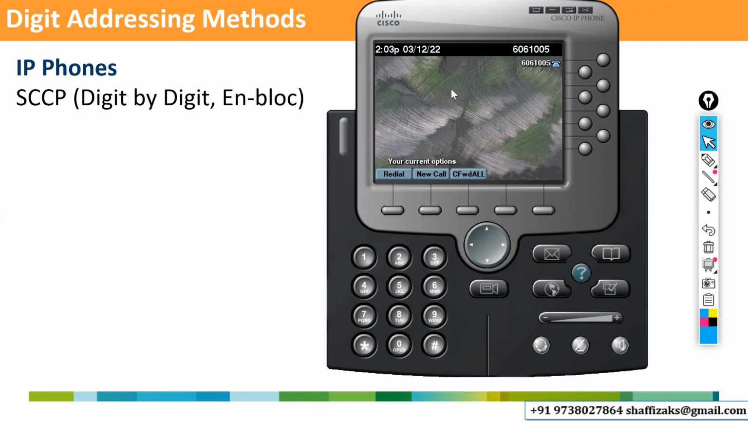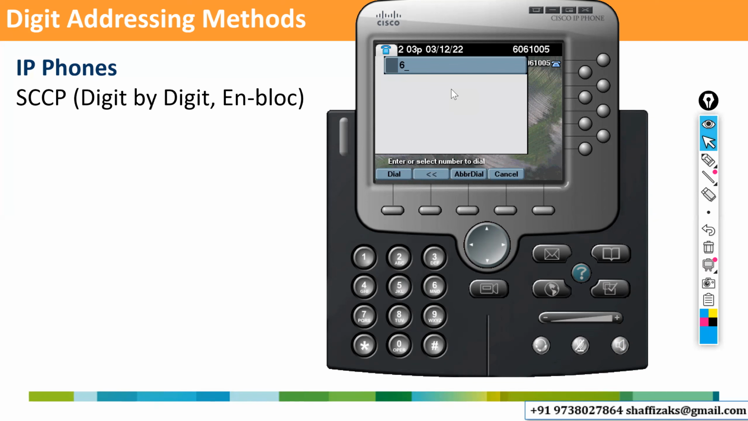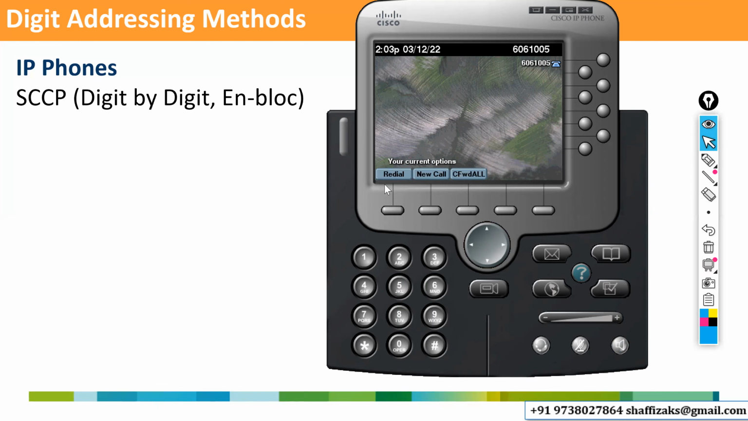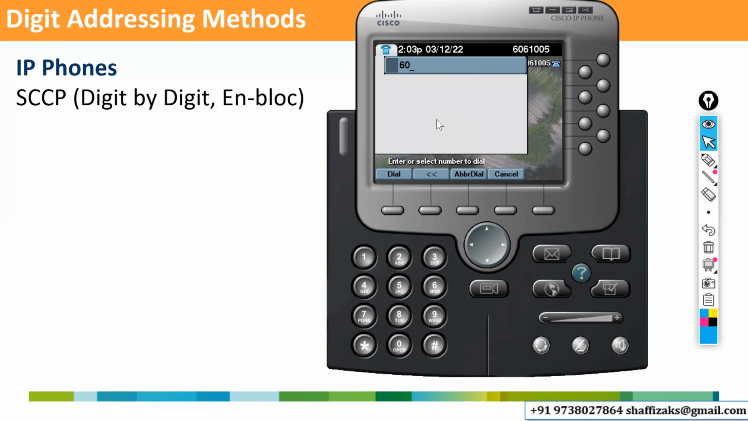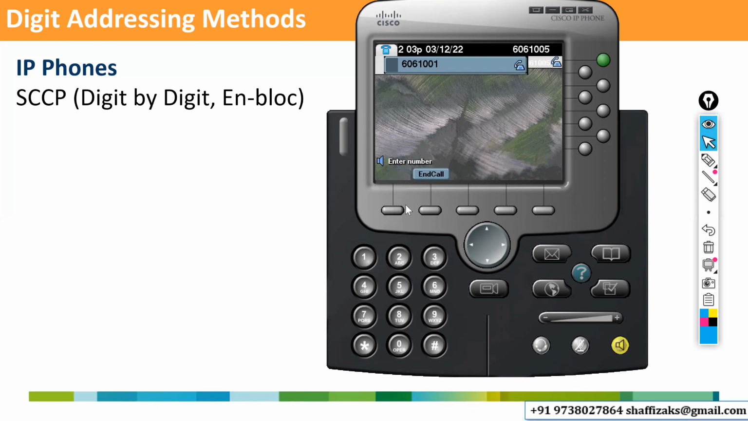Okay, fine. So for example, without taking the cradle or receiver, what I'm doing now is just dialing 6061001. See what I'm doing? I have not taken any cradle, receiver or the speaker, just dialing the number. After that, I'm using a soft key here. Can you see this one? Okay, soft key 6461001. This soft key dial I'm using. In this case, it goes as an N block.